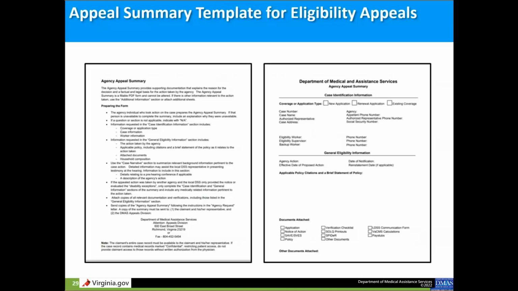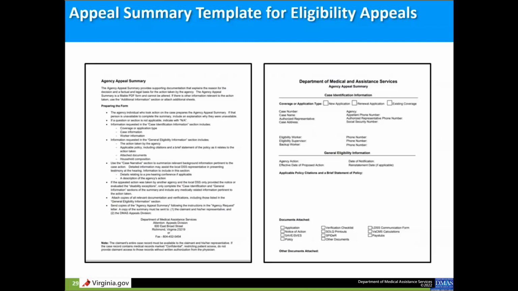You'll see on this slide the first 2 pages of the appeal summary document that we've published. It gives the eligibility worker an opportunity to lay out the income, resources, household composition, and other calculations that they may have used to reach an eligibility determination. It also includes a narrative section, which is very useful because it explains what actually happened in the processing of the application.